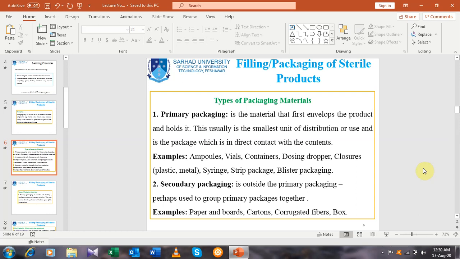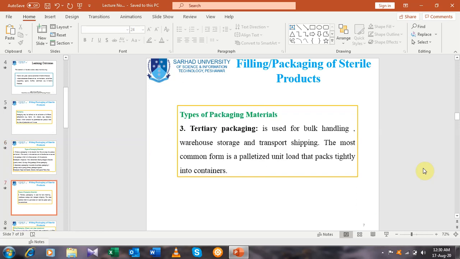The secondary packaging is outside the primary packaging, and it is used to group primary packages together. And the tertiary packaging is outside the secondary packaging. It is used for bulk handling, warehouse storage, and transport shipping. The most common form is the palletized unit load, that packs tightly into a container.